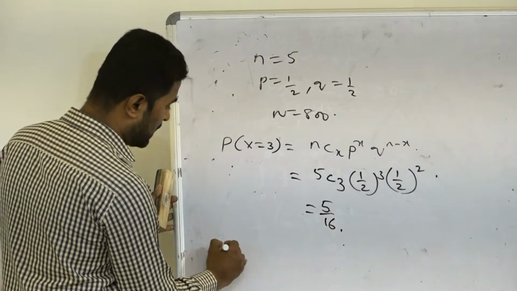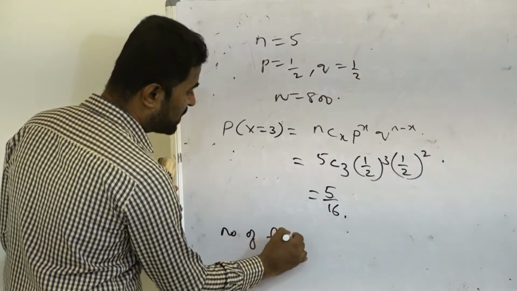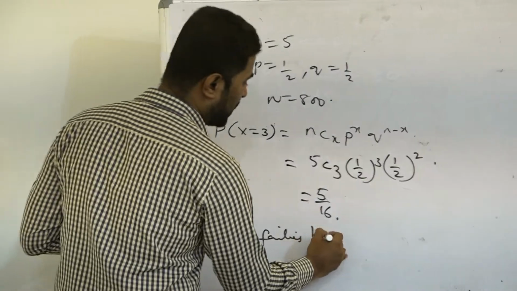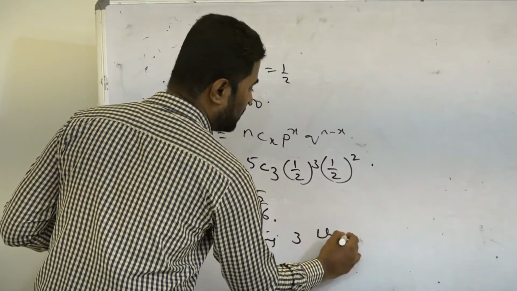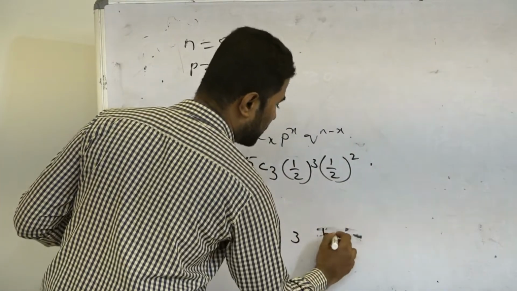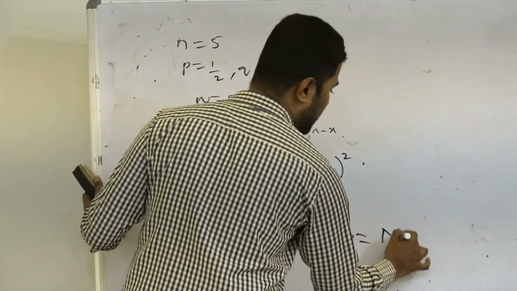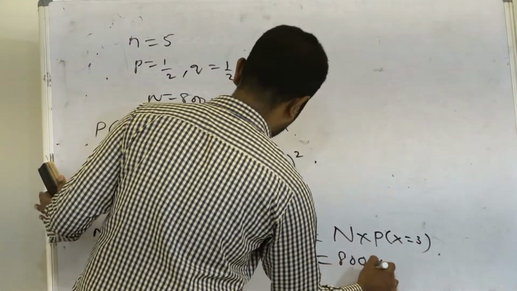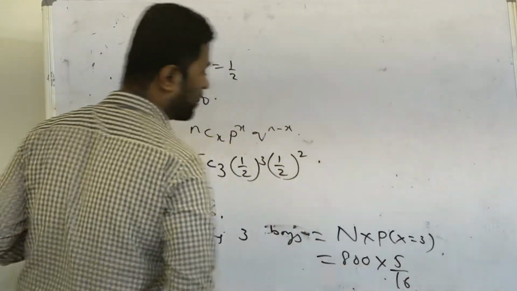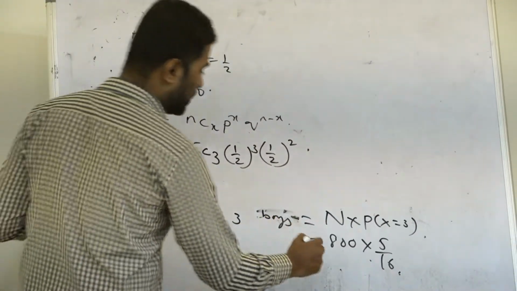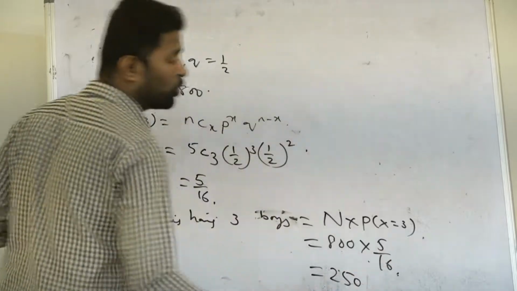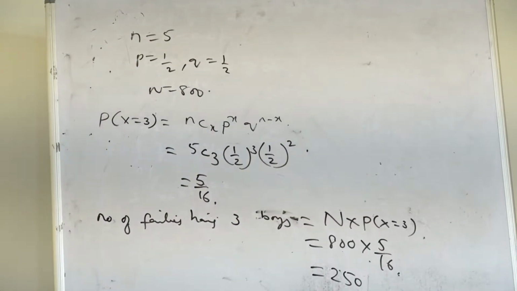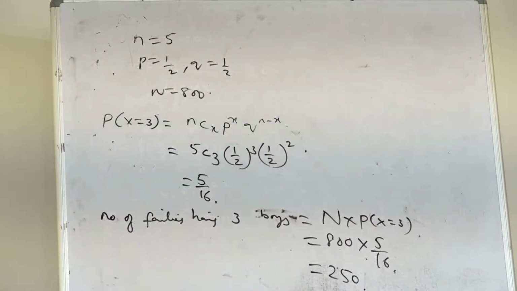Okay, so then number of families having 3 boys is equal to N into P of x is equal to 3, which is 800 into 5 by 16. So how much you are getting? 250. So 250 families have 3 boys out of 800.